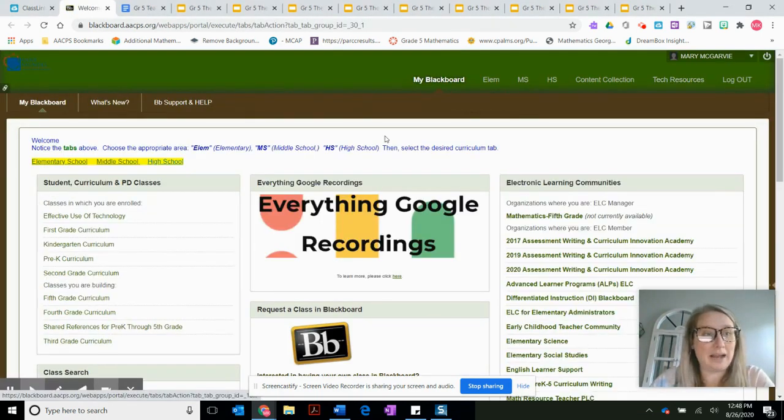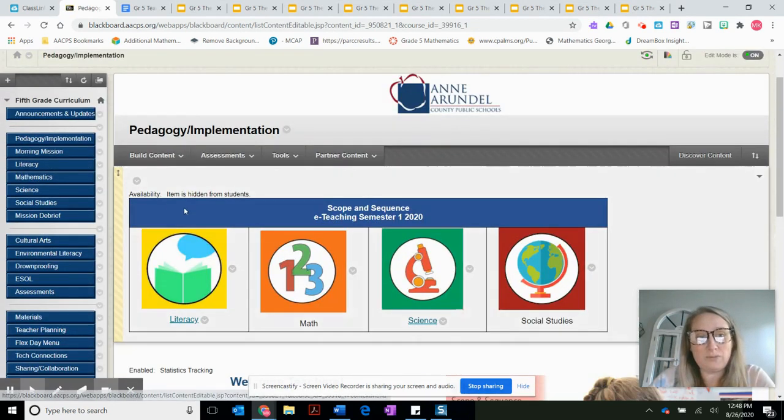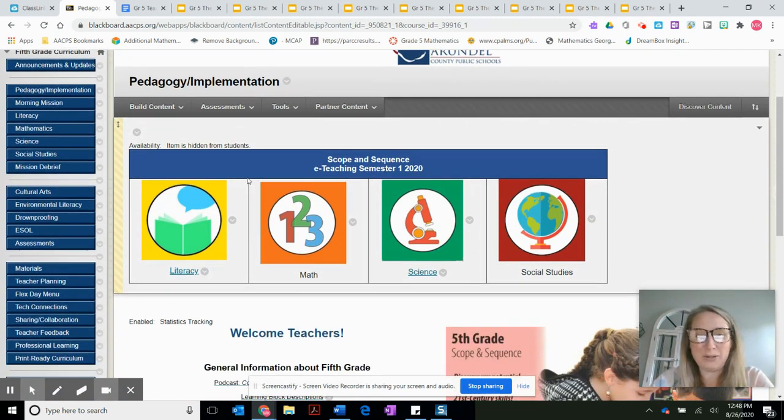Once we get into Blackboard, I have all the grades, you might not, no big deal. We're going to go to 5th grade curriculum. Once we're in the 5th grade curriculum, you're going to see right now it's hidden, but this won't be hidden for long. You will see those scope and sequences.